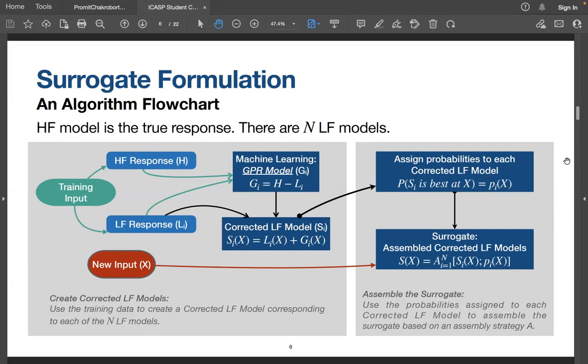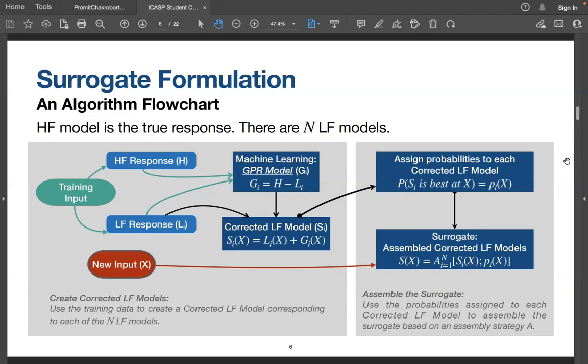The first step in building the surrogate is to train a machine-learned correction term. And for this, we use the Gaussian process regression algorithm, which I will talk about soon. But we train a machine learning correction term to estimate the discrepancy between the high fidelity model and each of the low fidelity models. Thus, we have n number of GP correction terms, where G sub i is basically equal to h minus L sub i.